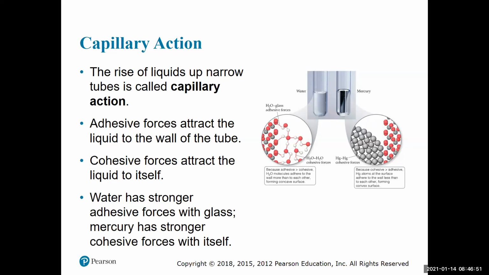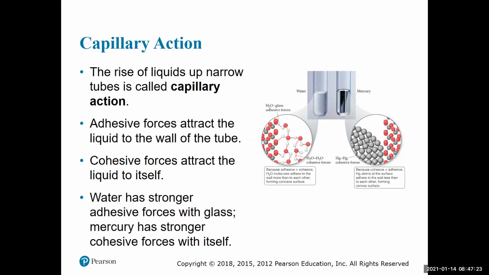Mercury is just the opposite. Mercury has a stronger attraction to the other mercury atoms than it does the walls of the glass. And because of that, if you see mercury, and this is where you can kind of see it in thermometers, but it's actually kind of hard to see in that, it has a convex meniscus. So in other words, if you look closely, it goes up in the middle and goes down a little bit on the sides where it's near the wall of the glass.